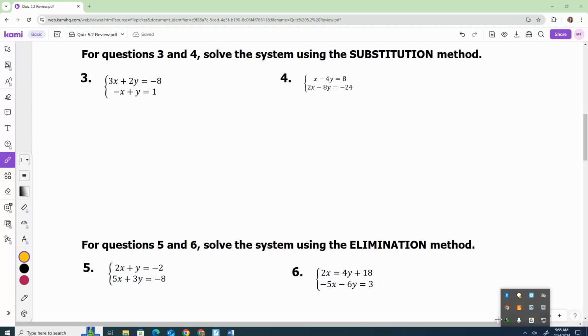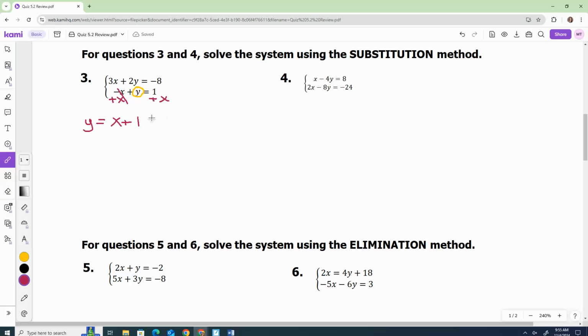Okay, so we are looking for something that's a 1x or a 1y that we could easily solve for, so what do you want to get by itself? Okay, so you're trying to get the y by itself in this one. How would I move that x over though? Add x. So now I know that y equals x plus 1.